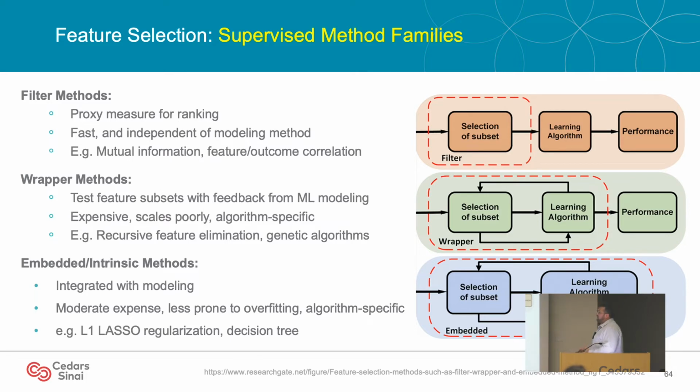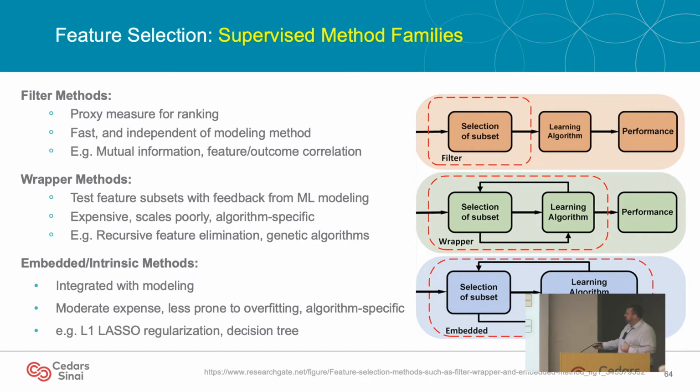This is fast, and it's nice because it independently gives you an estimate of feature importance, independent of a specific machine learning algorithm. So you can use this as a precursor to feature selection and then run a variety of machine learning algorithms. They're all treated the same way in terms of what features are passed on. Some examples include mutual information or some kind of feature-outcome correlation.